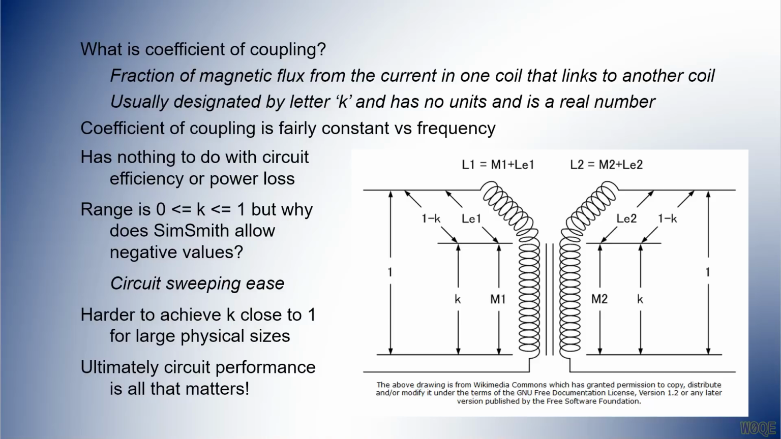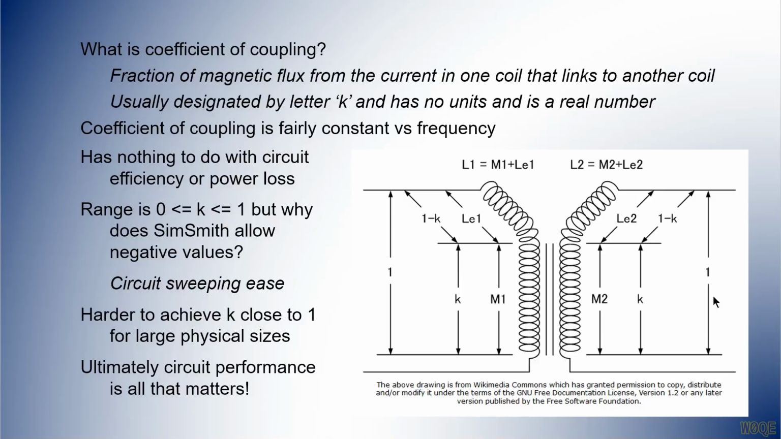It's usually designated by the small letter K, has no units, and is a real and not a complex number. Coefficient of coupling is pretty constant with frequency, and we typically measure it at a lower frequency than we intend to use the circuit at, so that effects like parallel capacitance across a winding do not affect our ability to measure it. It has absolutely nothing to do with circuit efficiency or power loss. It changes the circuit, of course, but it has nothing to do with circuit efficiency.